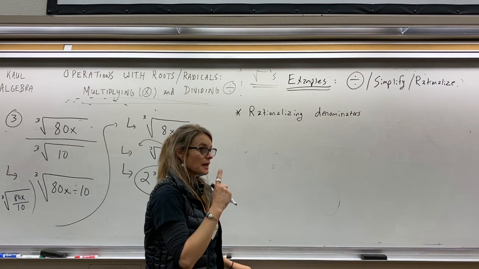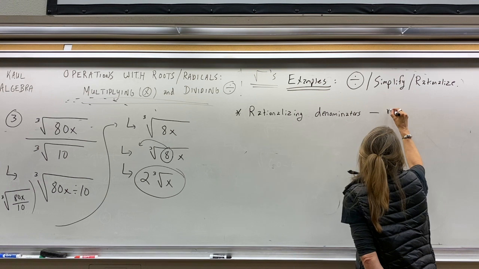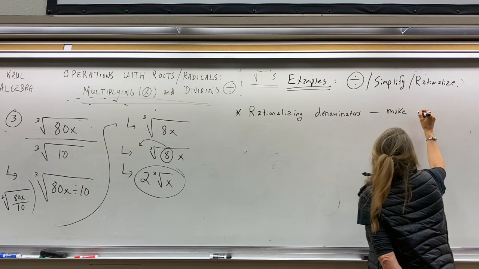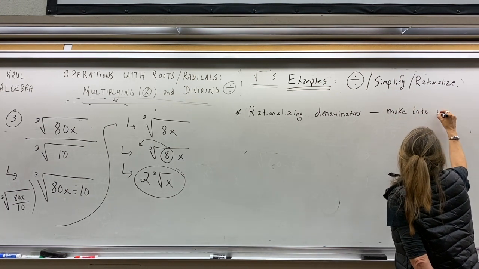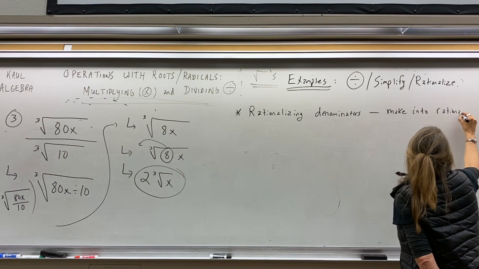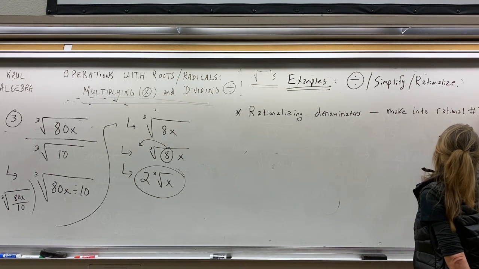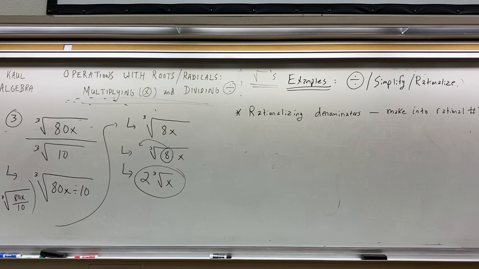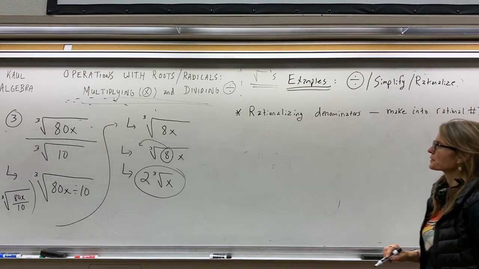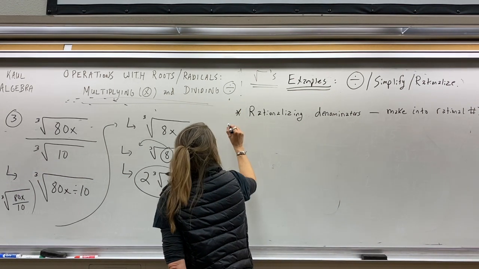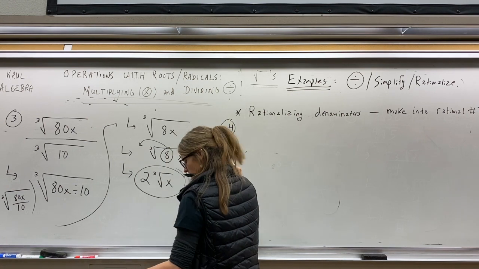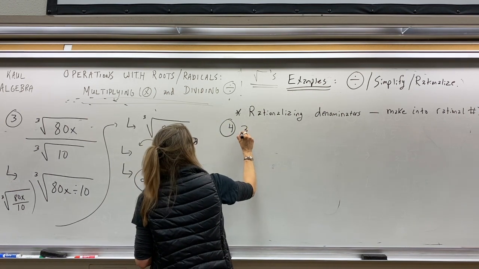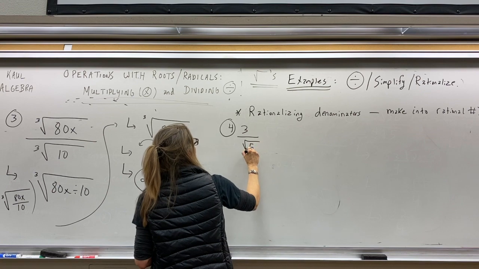So rationalizing denominators, you make irrational numbers in the denominator into rational numbers. So you want to make it into a rational number. Okay, so continuing on with this, number 4, we have something like 3 over the square root of 5.